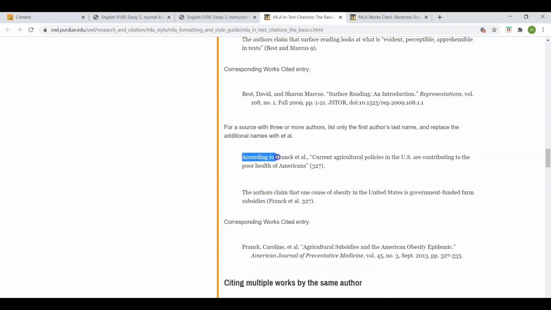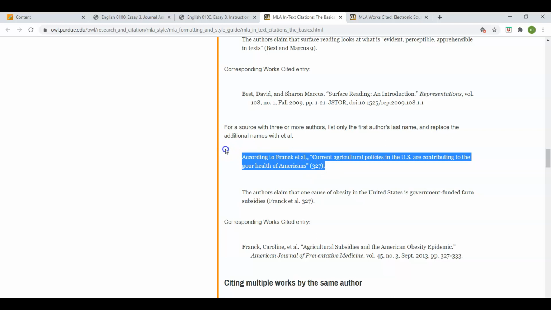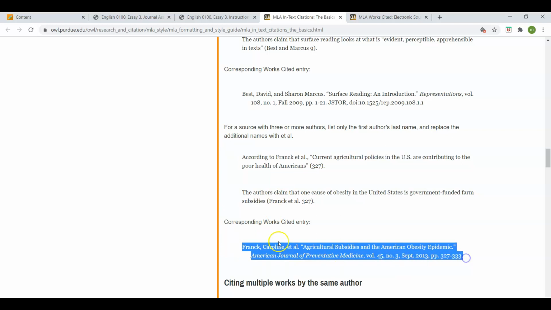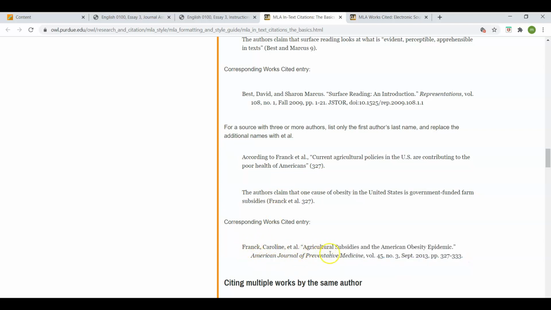This one says, according to Frank. Frank is a last name. And then here's a quote, and then there's a page number at the end. Imagine that this is part of a student's paragraph, and that in that student's works cited page, they have this listed.